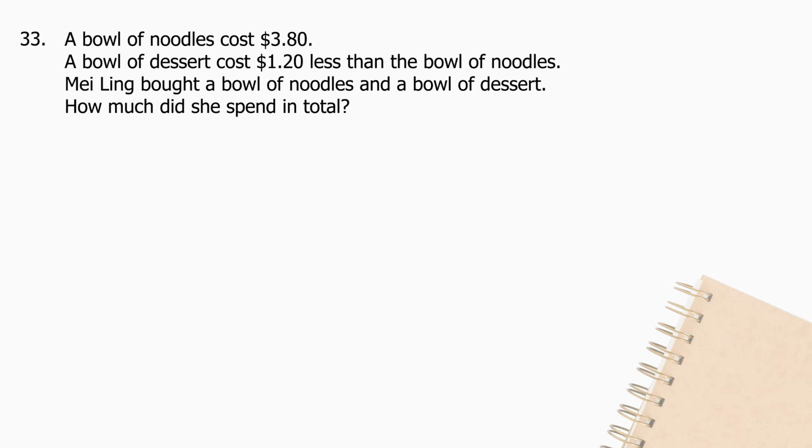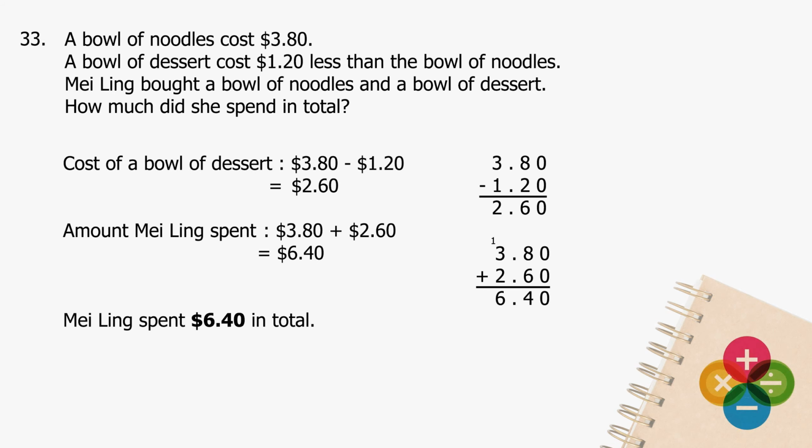Question 33. A bowl of noodles cost $3.80. A bowl of dessert cost $1.20 less than the bowl of noodles. Mei Ling bought a bowl of noodles and a bowl of dessert. How much did she spend in total? The cost of a bowl of dessert will be, subtract $1.20 from $3.80, and the difference is $2.60. The amount of money Mei Ling spent will be, add $3.80 to $2.60, and the sum is $6.40. Mei Ling spent $6.40 in total.